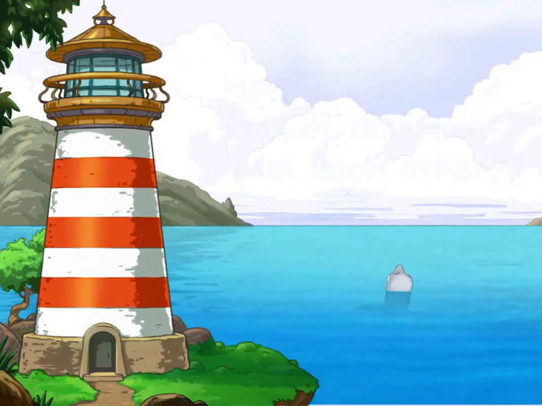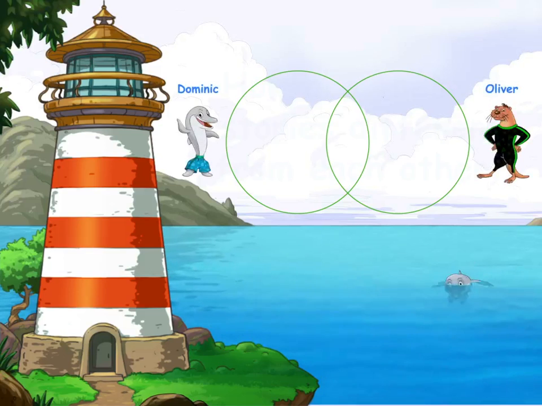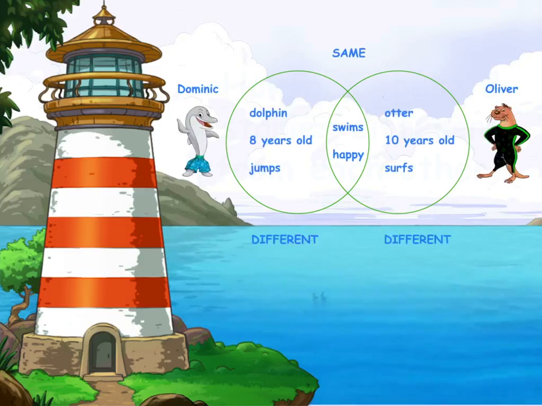It might also be helpful to make a diagram to keep track, like this example. Here, we're comparing the characters Dominic and Oliver. We put things that are the same about them in the middle and what's different on the sides. Remember, to compare means to look at both similarities and differences, but to contrast is to look only at how things are different.